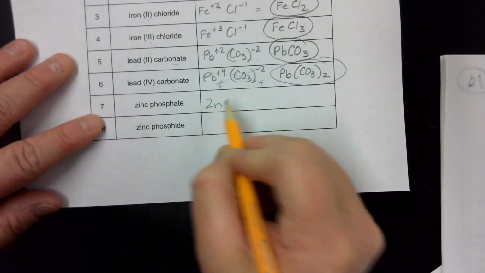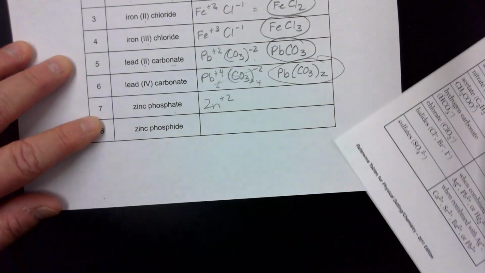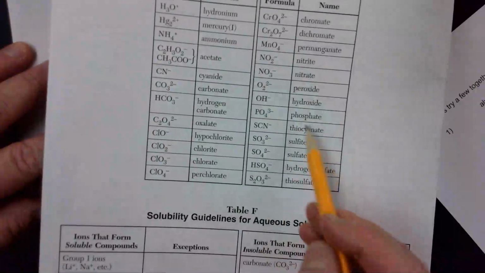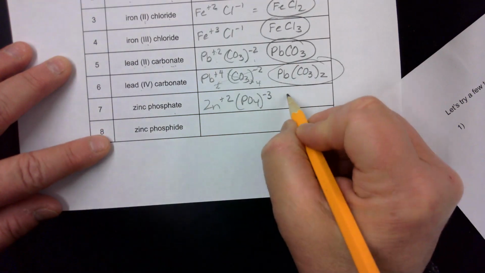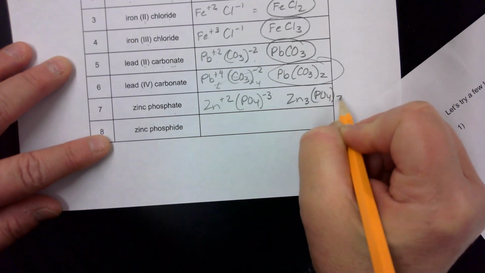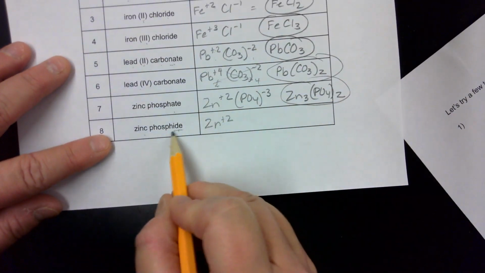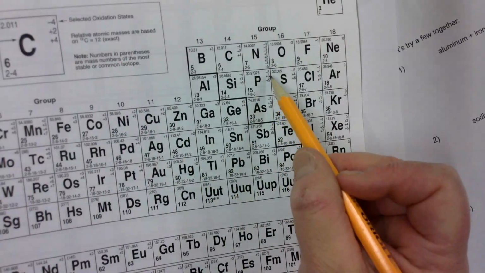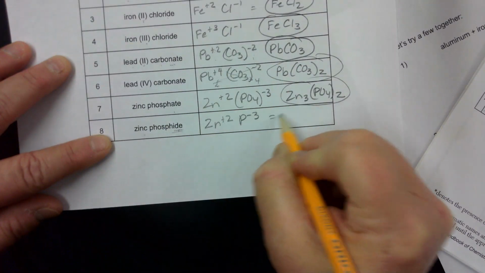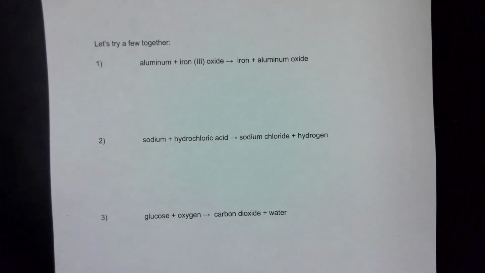Zinc phosphate. Zinc is Zn. Zn on the periodic table is a Zn +2. Phosphate on the reference table E is PO4 -3. When we drop and swap, we're going to get Zn3(PO4)2. Zinc phosphide. Zinc is a Zn +2. Phosphide, careful, phosphide is not on reference table E. When you see that IDE, it's just the monoatomic ion, so it's P with a -3. So this becomes Zn3P2. Okay, so that's going to be a helpful skill to use as we go about the business of writing chemical equations from word equations.